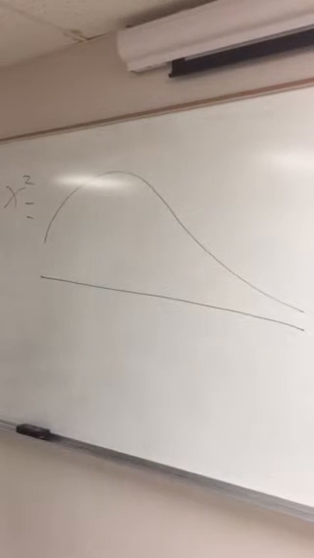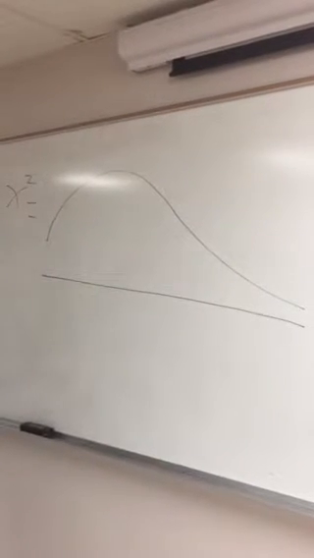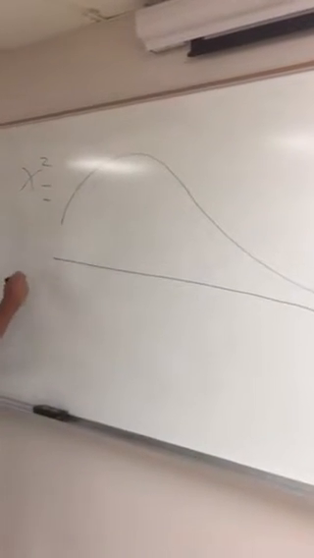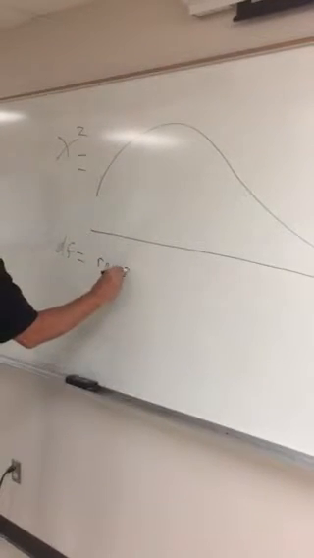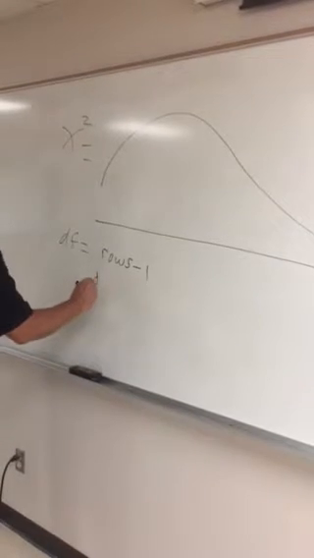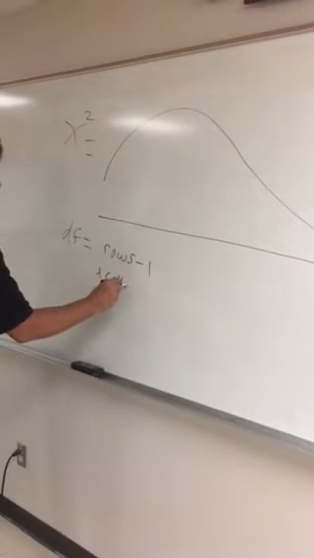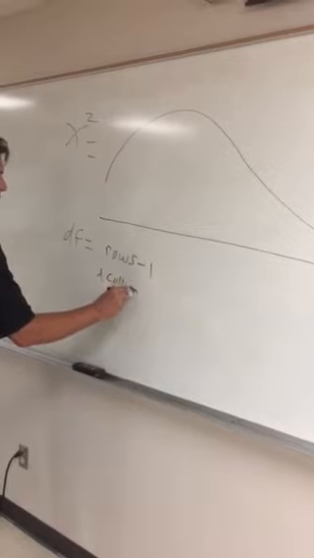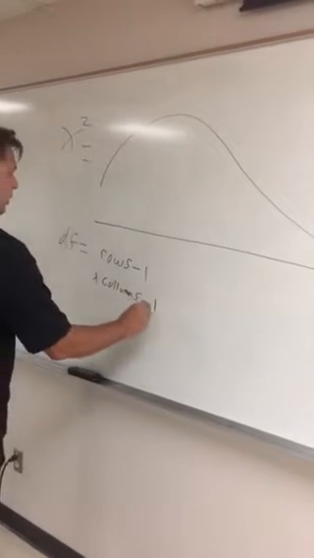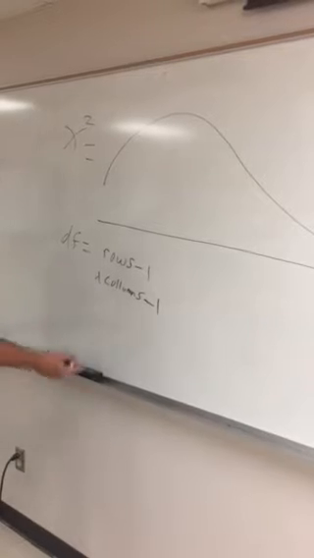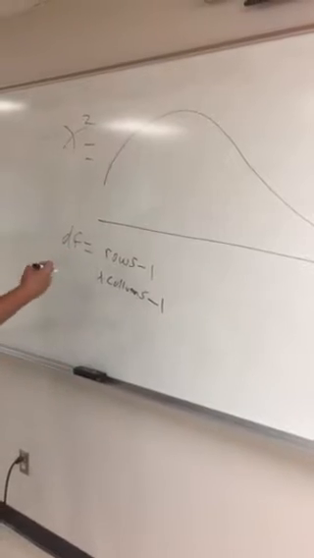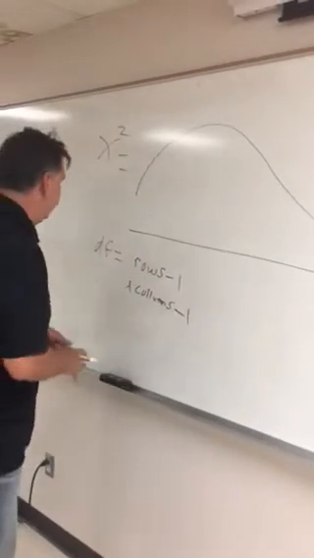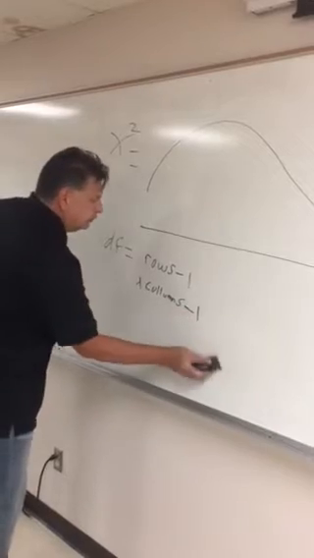Now, to find our degrees of freedom, we're going to take the rows minus 1 times columns minus 1. So whatever that equals out to be. If you have 3 rows and 2 columns, you'll have 2 degrees of freedom. If you have 2 rows and 2 columns, you'll have 1 degree of freedom. So I will go over that in just a few minutes.